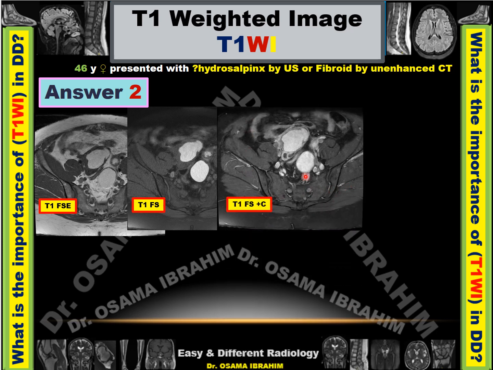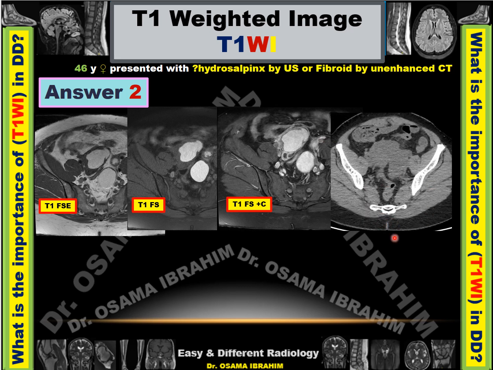What about the post-contrast study, T1 fat suppression post-contrast? It also shows no enhancement, no nodules or enhancing component within the lesion. And this is the CT, which is showing these lesions with lobulated outlines and inseparable from the fundus of the uterus. So it is confused by the CT as a diagnosis of fibroid.